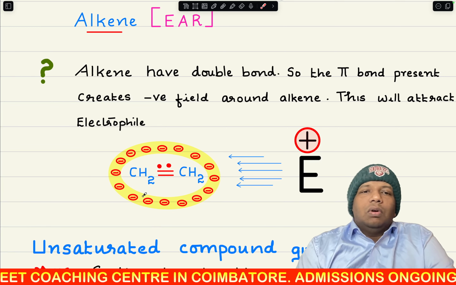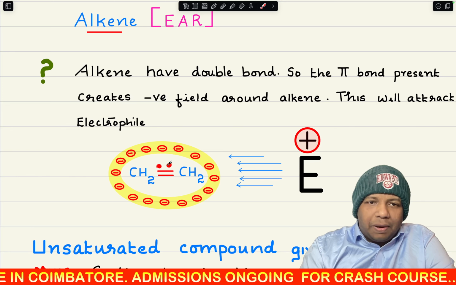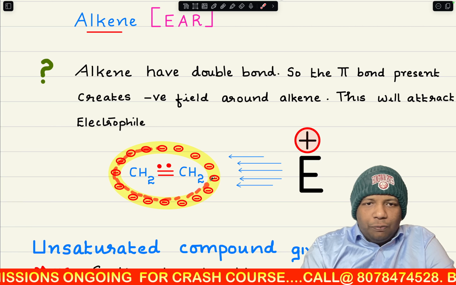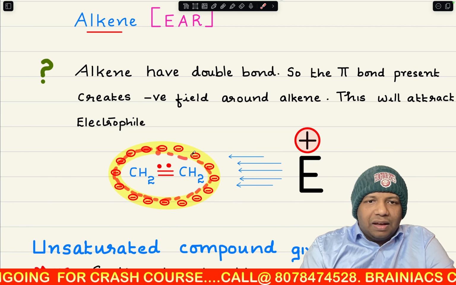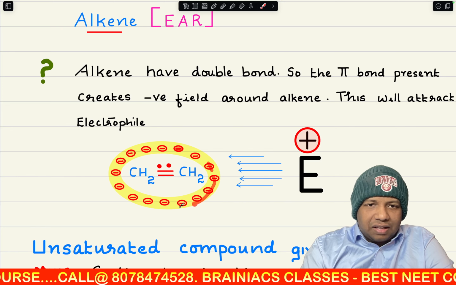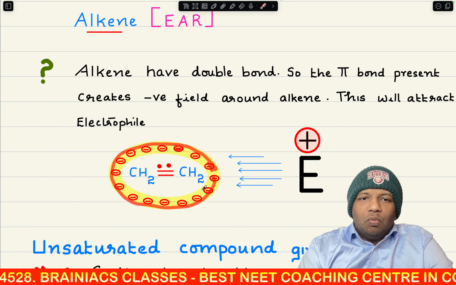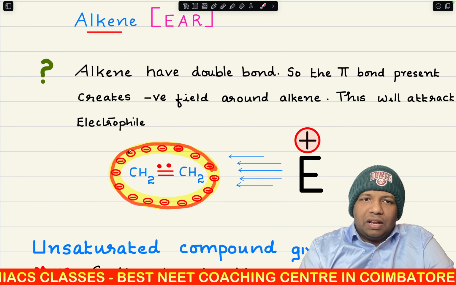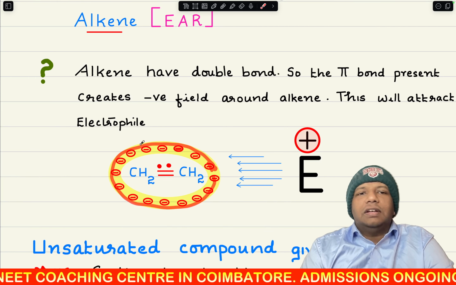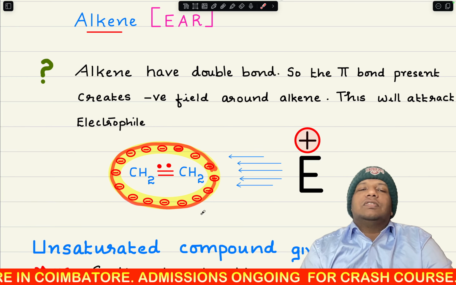Now what will this pi bond do? The presence of a pi bond means there are pi electrons, and that will create a negative field here. You can see I have shown a negative charge, a minus circle, here. That indicates my field of negative charge. Why am I showing minus all over? It indicates that the whole molecule has a negative field outside, because of the presence of the pi bond.